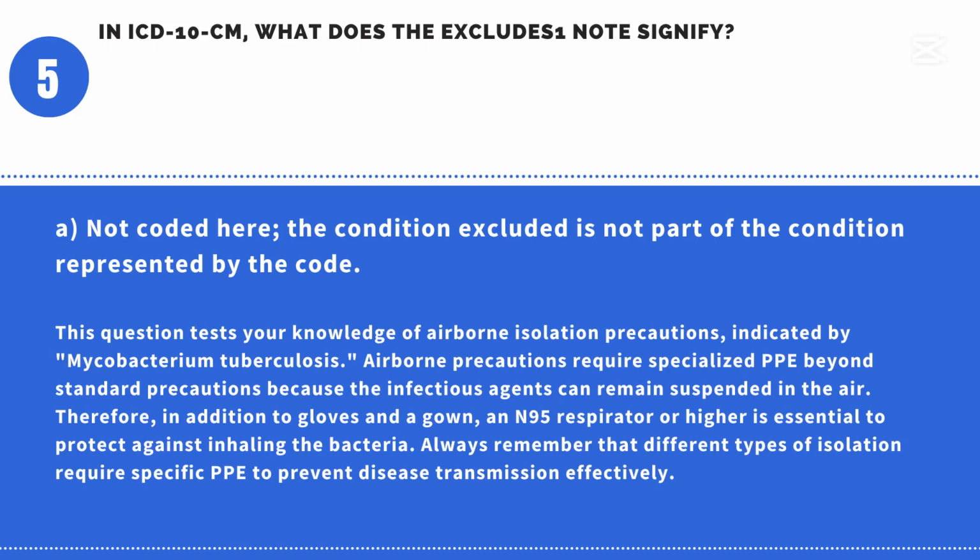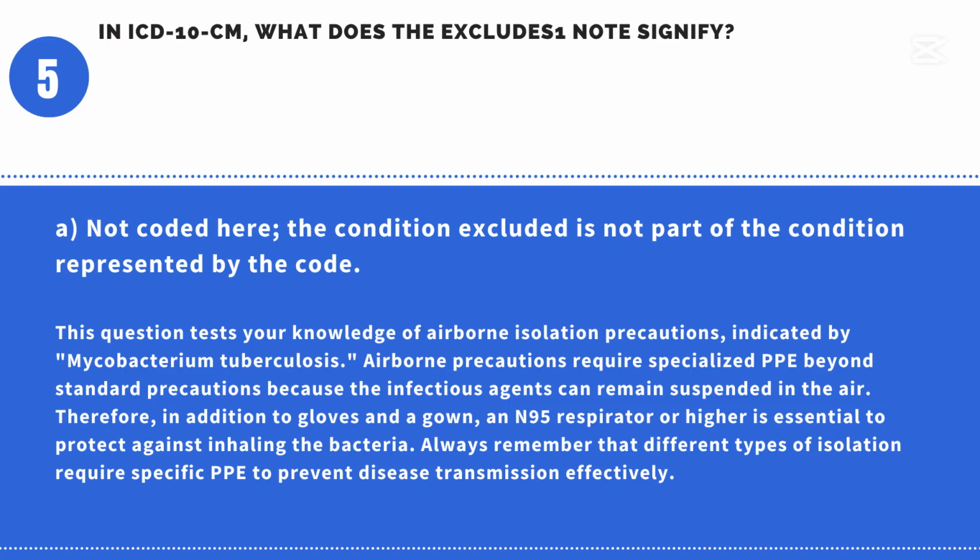Answer: A. Not coded here. The condition excluded is not part of the condition represented by the code. Understanding the different exclusion notes is vital for accurate code selection. The Excludes 1 note indicates that the condition listed is completely separate from the condition represented by the code and should never be coded at the same time.